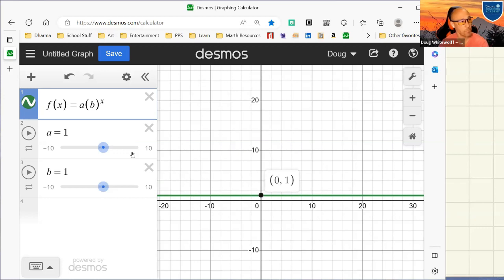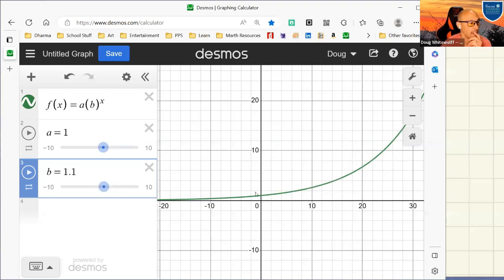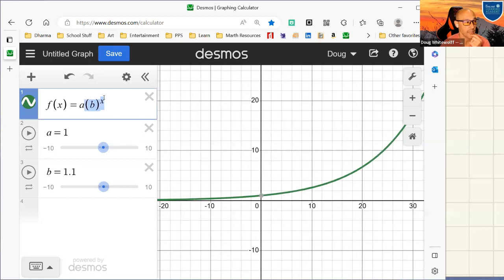Now the important thing that is going to change is when we change the value of b. So I'm going to put in just 1.1 and check that out. So now it changes into a totally different shape. We know a shape like that, it's known as an exponential curve. And that's because the variable is in the exponent. So exponential functions have the variable x in the exponent.